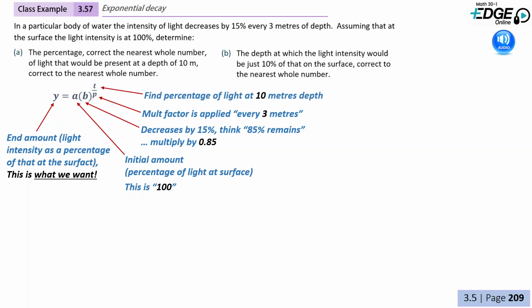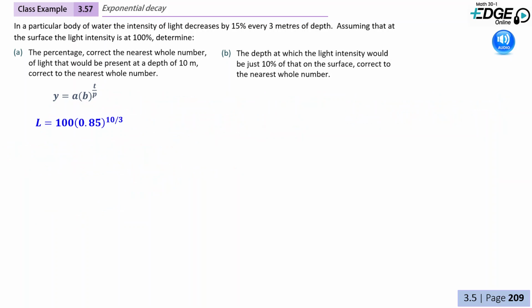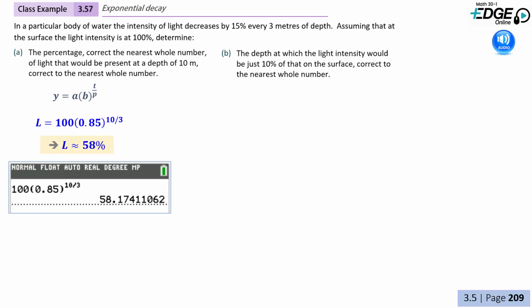And our T value is the actual depth. Notice that T probably isn't the best variable in this case because we're really talking about distances, but we're going to carry on with T for now. Okay, now solving for, we've changed it to L for light, but really you could have left it as Y as well. And if we solve, we get 58.17%, or roughly 58%.